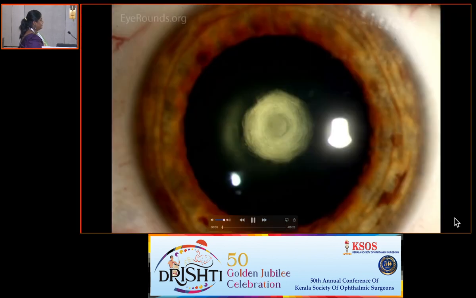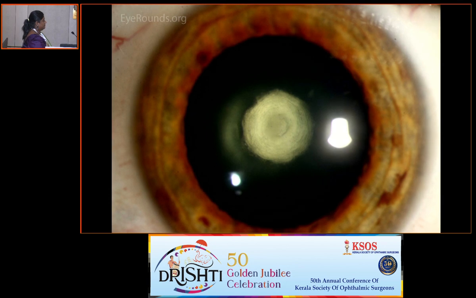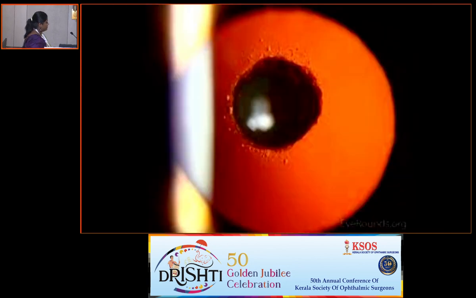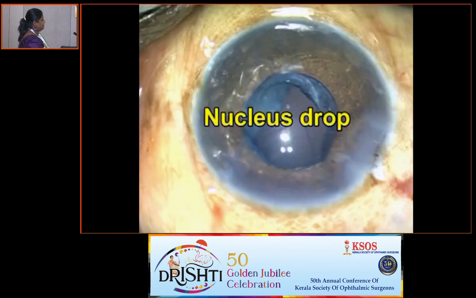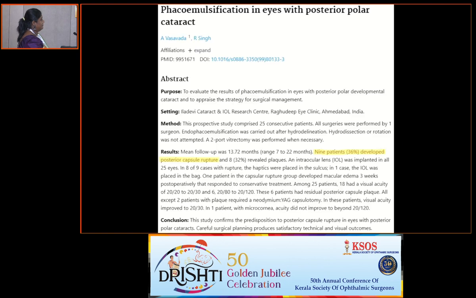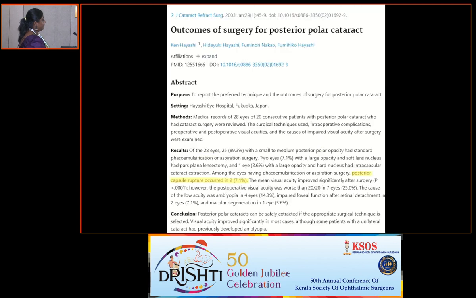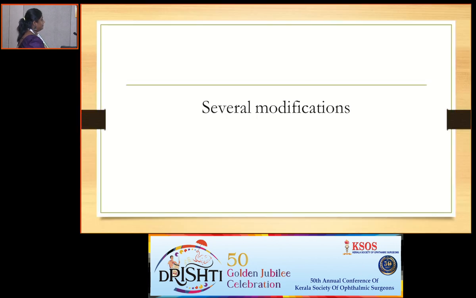Posterior polar cataracts are a unique subset of cataracts that can pose a challenge even to experienced surgeons. There is an inherently high risk due to the extreme thinness of the capsule with its tight adherence to the polar lens opacity, leading to posterior capsule rupture and even nucleus drop. The reported incidence of PCR during surgery varies, with older studies reporting an incidence of 36% to recent studies saying 7%.